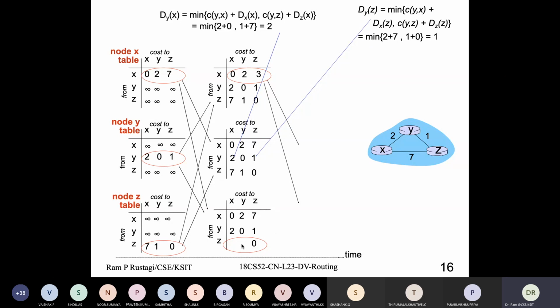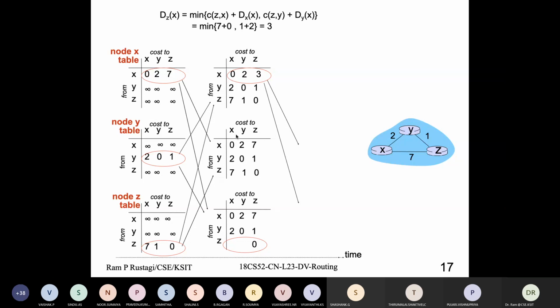When the node Z computes, does it change? Can you guys compute using the same Bellman-Ford equation? You have the distance vector of X, you have the distance vector of Y, you know the cost of X and Y. Can you compute and tell me what the values would be? What would be DZX and DZY? We look at DZX: cost Z to X is 7 plus estimate of X to X, which is 0. So this becomes 7 plus 0.